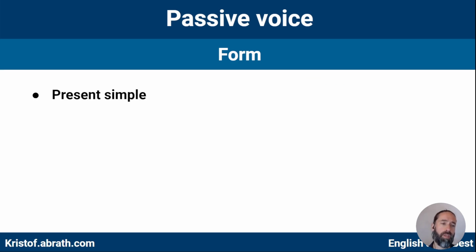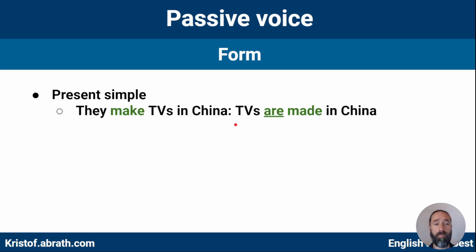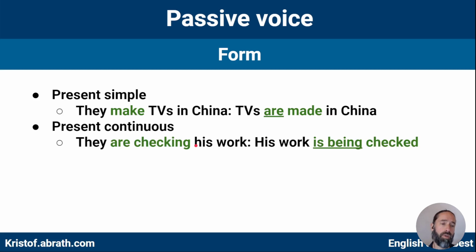Present simple. You have: they make TVs in China. This is the active form. TVs are made in China. You just take the verb to be, put it in the positive. Here it's are, present simple positive is are, and then made is your past participle. Present continuous, so: they are checking his work. This is a present continuous. Present continuous of the verb to be is is being. And then you have your participle: is being checked.